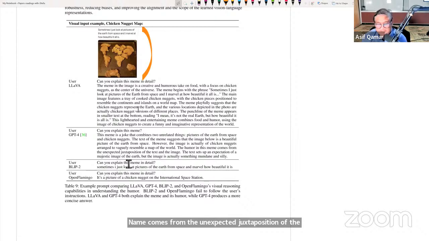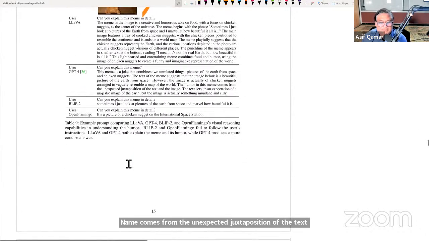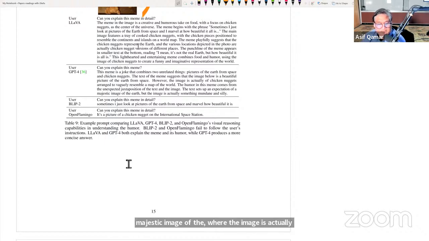The text sets up an expectation of a majestic image of the earth, but the image is actually something mundane and silly. And BLIP-2 and OpenFlamingo don't quite do well at all. BLIP-2 says, sometimes I just look at pictures of the earth from space and marvel how beautiful it is.